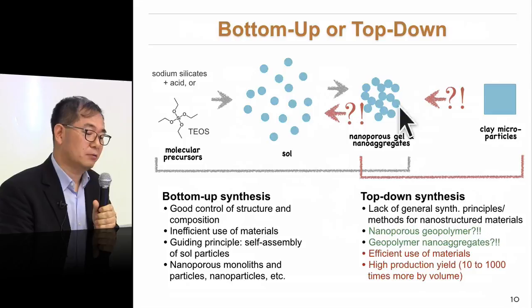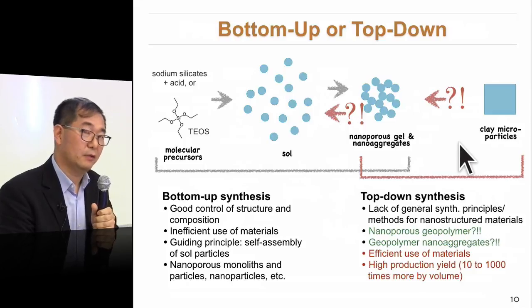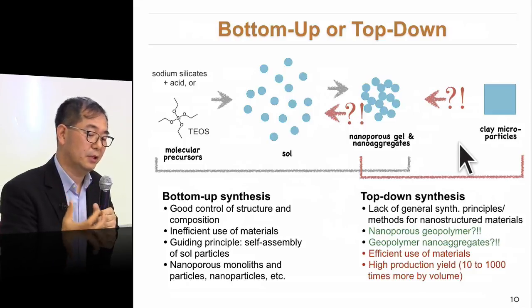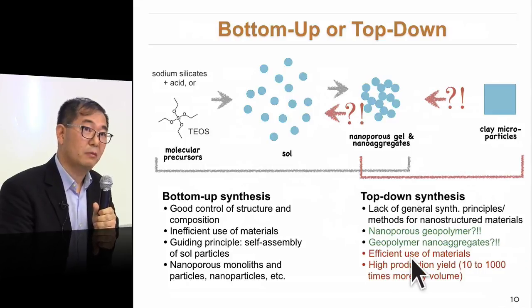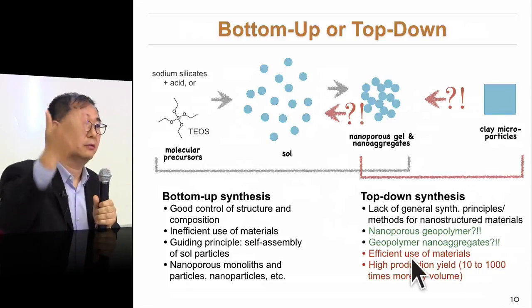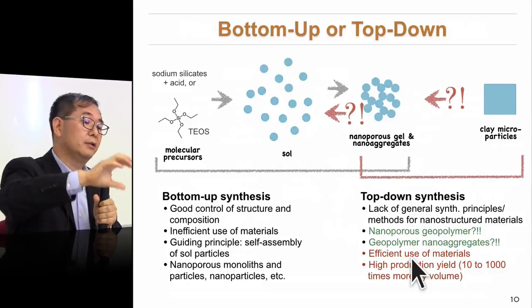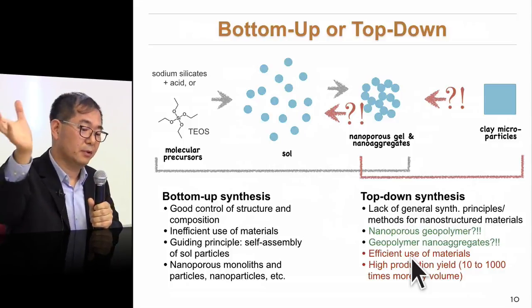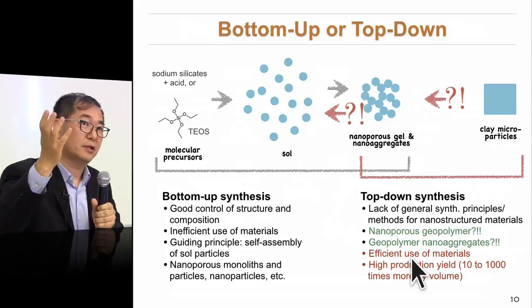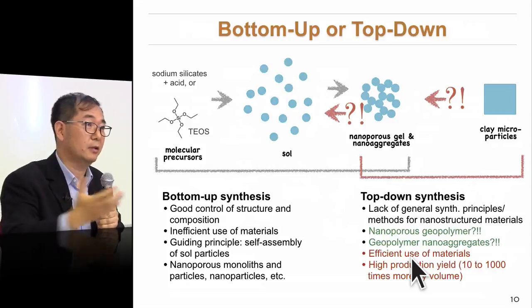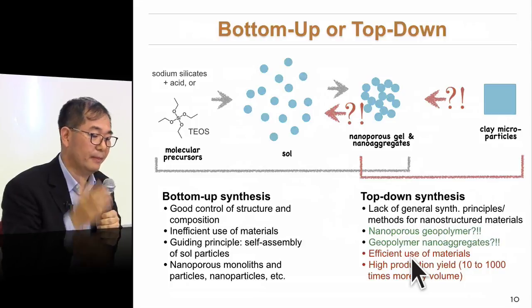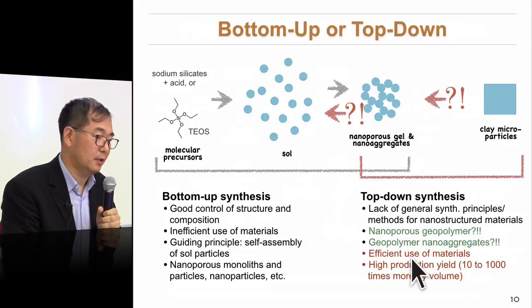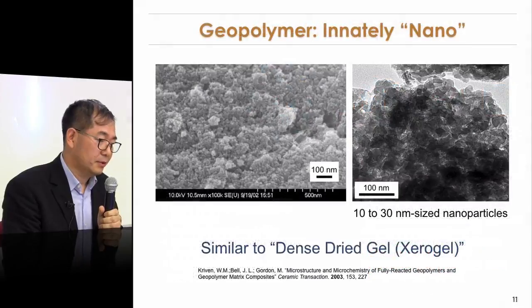So if we can do this right, then we can produce the materials in very high volume, from 10 to 1,000 times more by volume. So if we have a container and you generate a certain amount of product, and this is 1,000 times more efficient, then the container size can be just 1,000th of the container. That's for the bottom-up process.